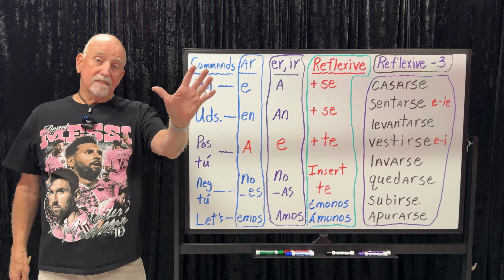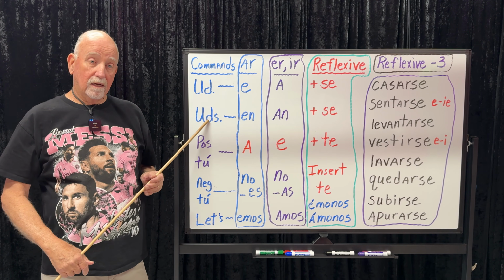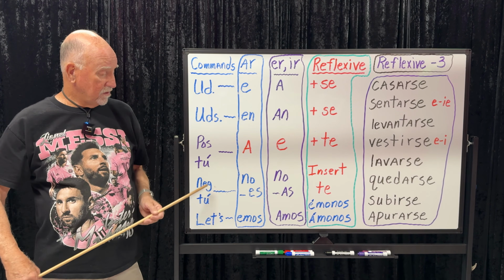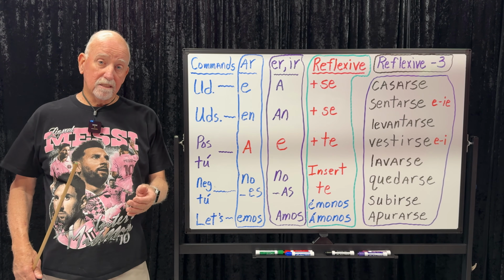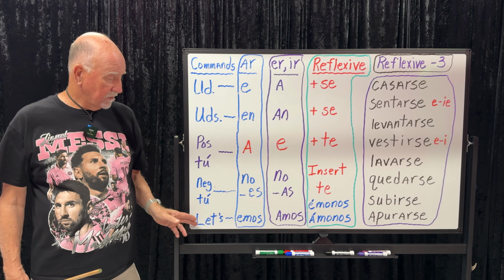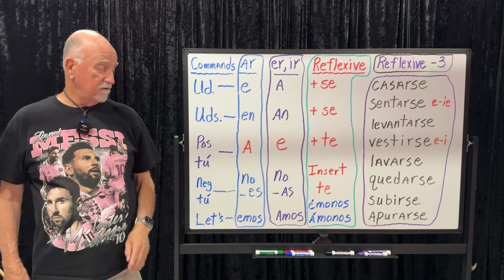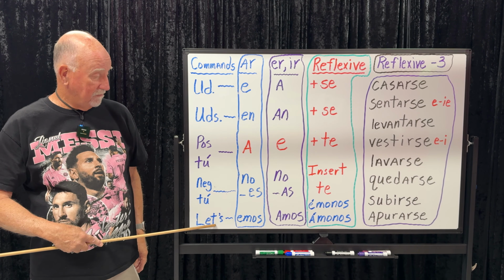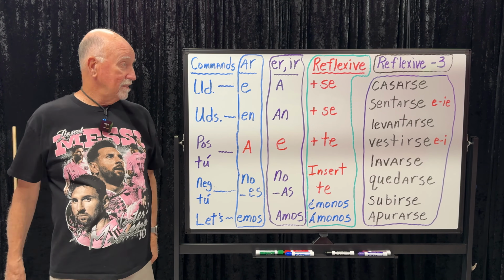There are five commands in Spanish. There are the two formal, usted and ustedes, with people with whom you're on a last name basis. We have the two familiar commands, the positive tú and the negative tú, people with whom you're on a first name basis. Finally, the we command, the let's form. So those are your five commands. Four are opposite vowel: the usted, ustedes, the negative tú, and the let's command. The positive tú is regular vowel, which is the él, ella form of the present tense.